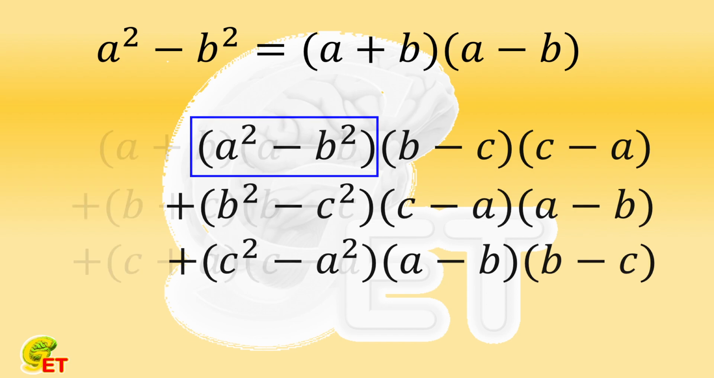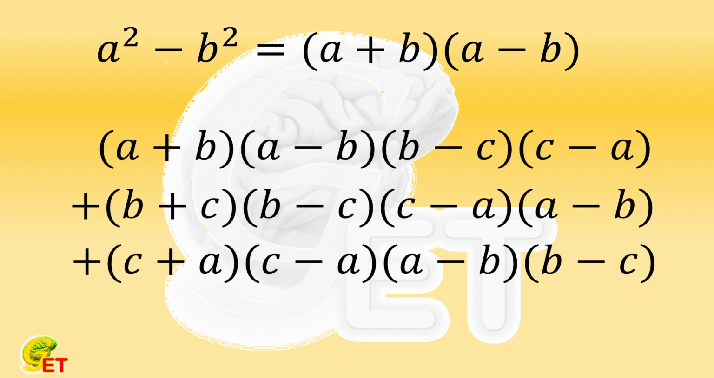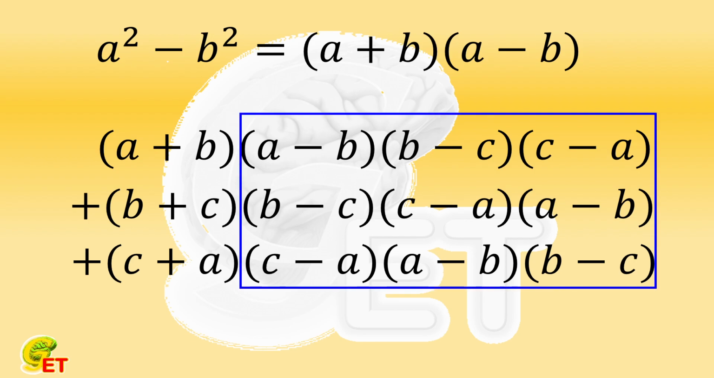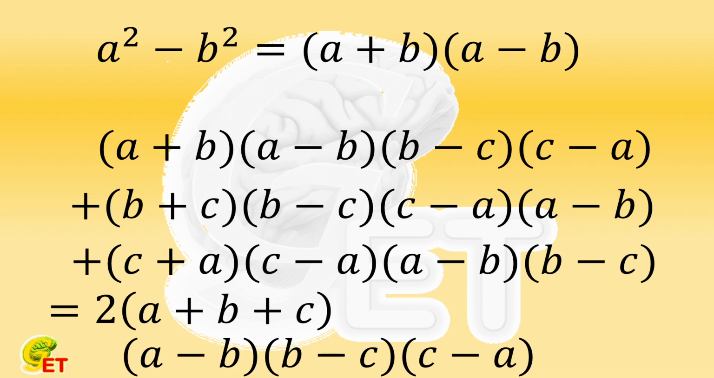After applying this formula, we can see that all the three terms have exactly the same factors. So we can easily complete the factorization. And we get 5 factors. The factor 2 is obviously not divisible by 3.